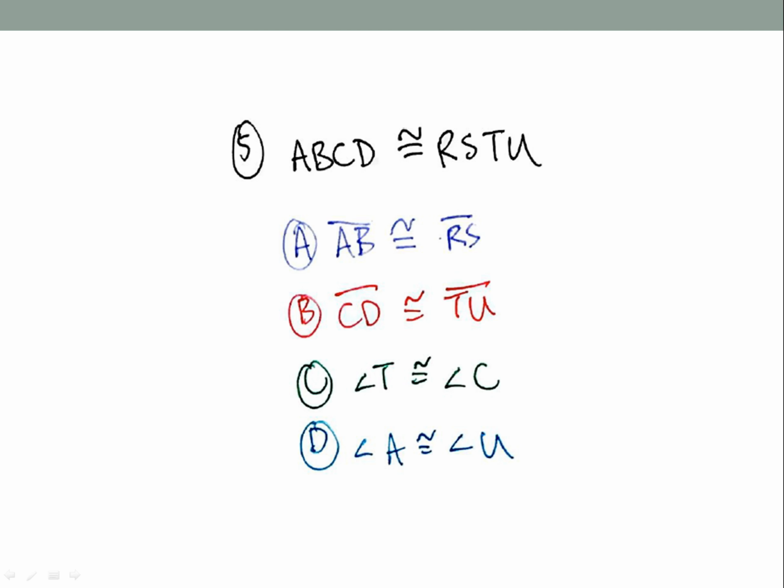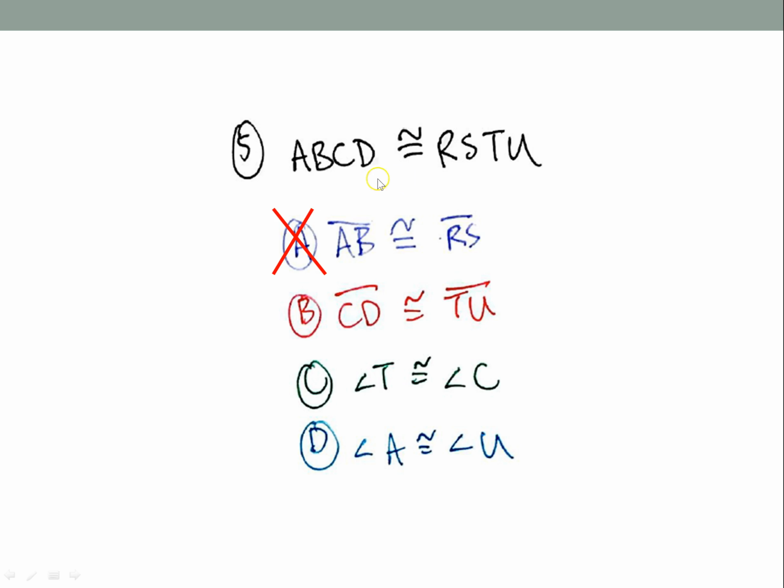Moving right along. So 5 gives us a congruence statement, and it's asking us to find the one of these answer choices that is incorrect. So let's compare AB and RS. AB is the first two letters, RS is the first two letters. They match, so they must be congruent. Since we're looking for the wrong answer, A cannot be our choice.